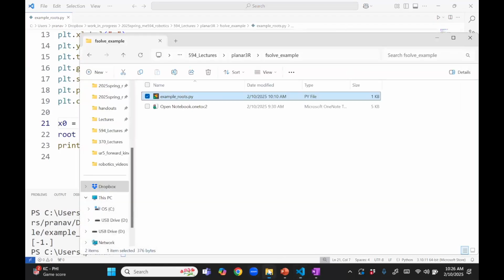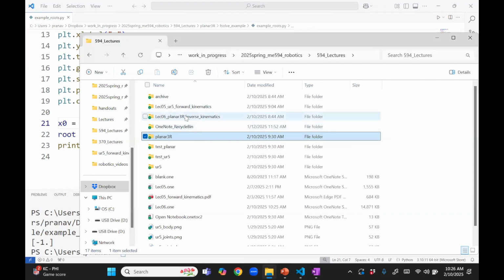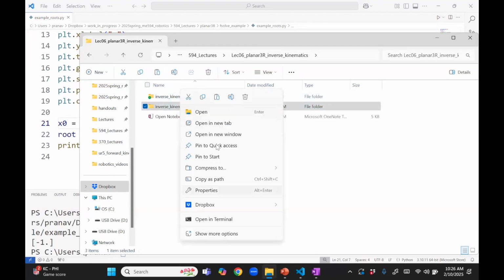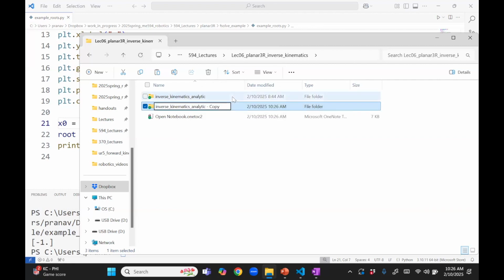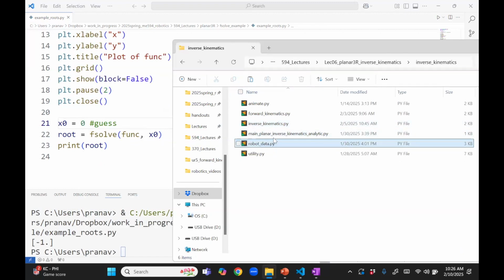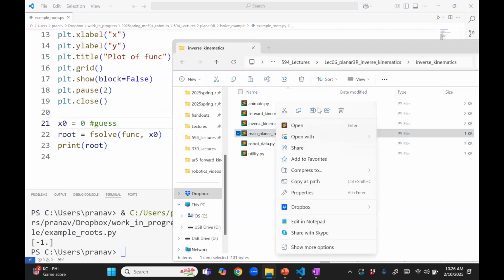So I'm going to start off from the previous lecture, where we had talked about inverse kinematics, and I'm just going to start off with this one. It's much faster if I program from here. Let's call it inverse kinematics. This file will obviously run. So let's rename this.